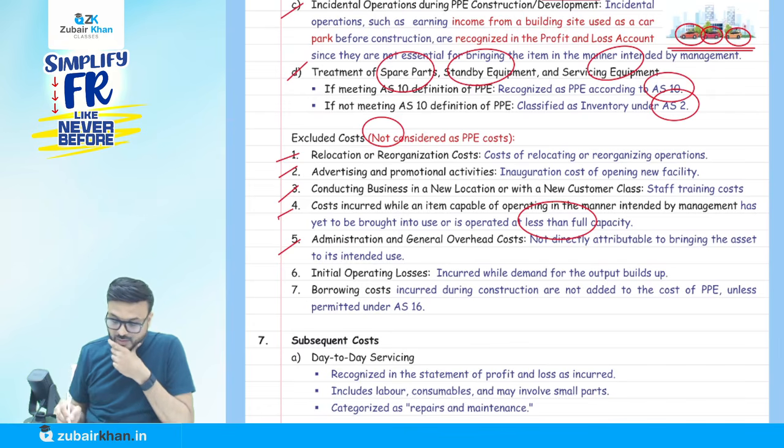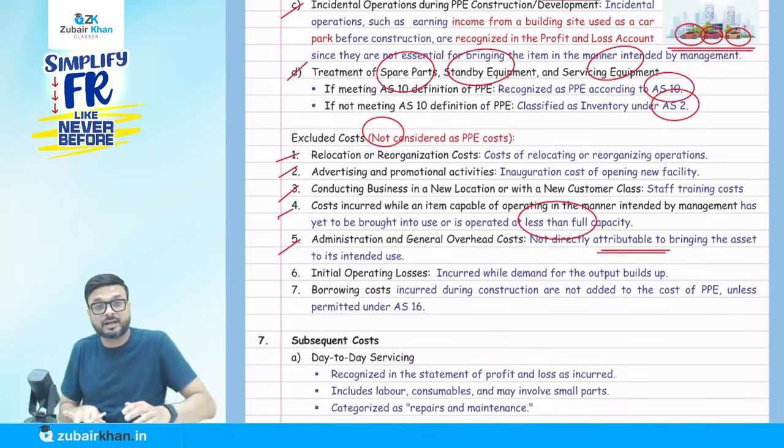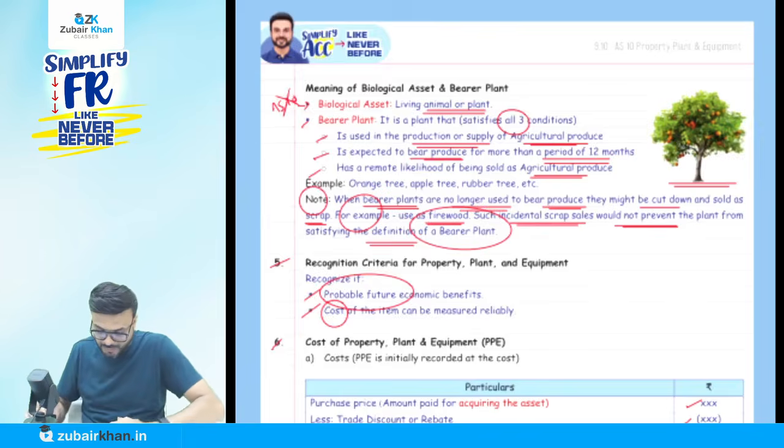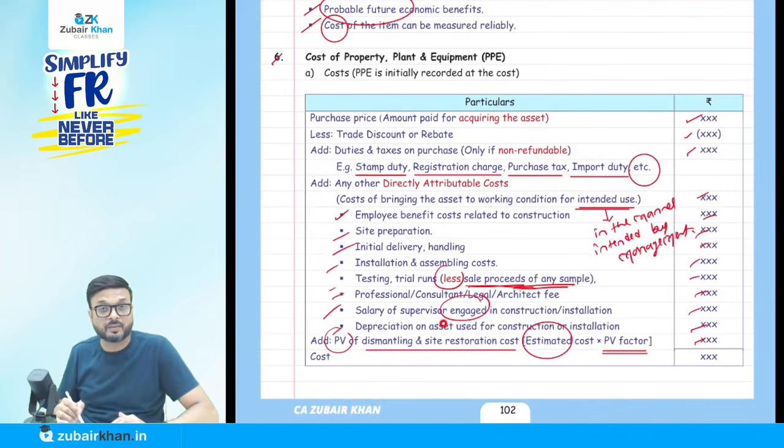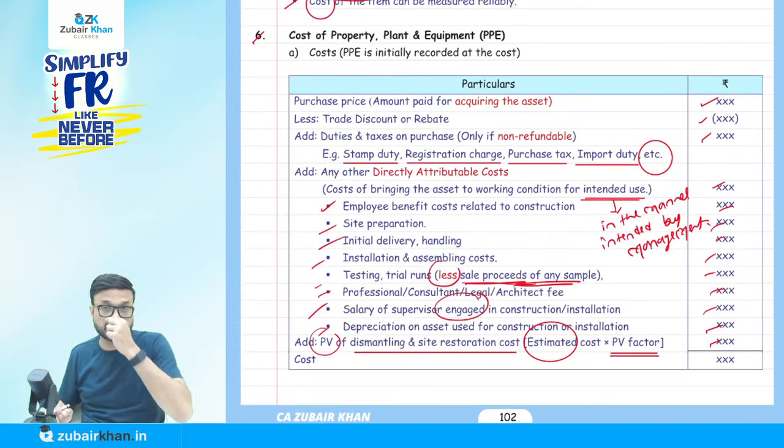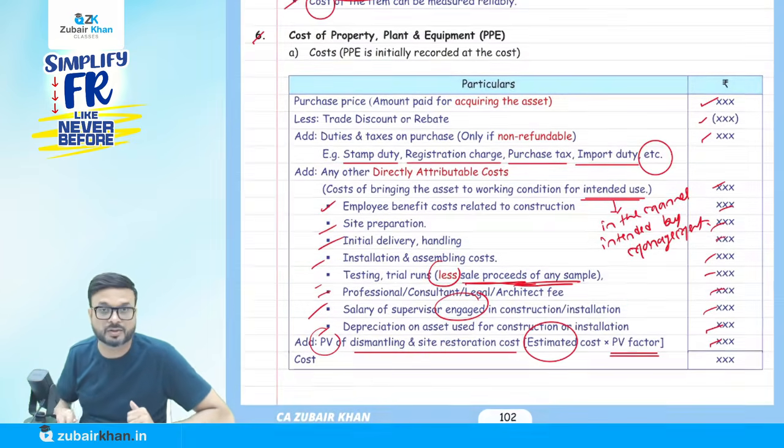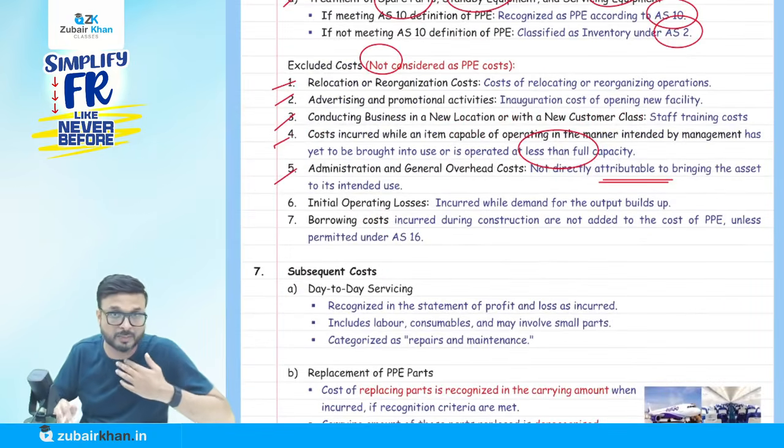Next, administration and general overhead not directly attributable to bringing the asset to its condition. For example, salary. Salary, if related to what? If it is the supervisor engaged in the construction or installation, that is different; that is the cost of the PPE. In general, salary is not a part of the cost of the PPE.